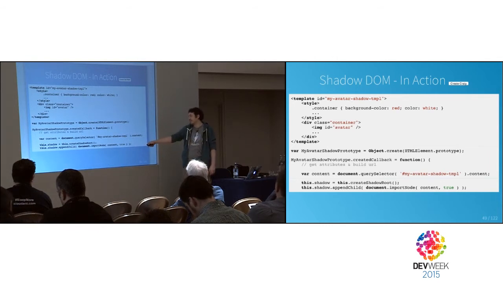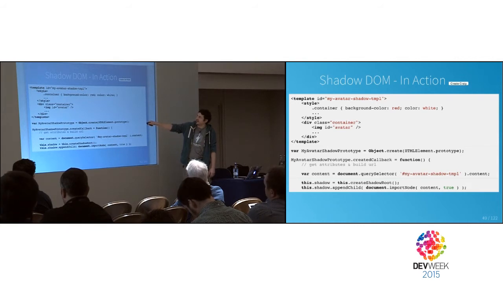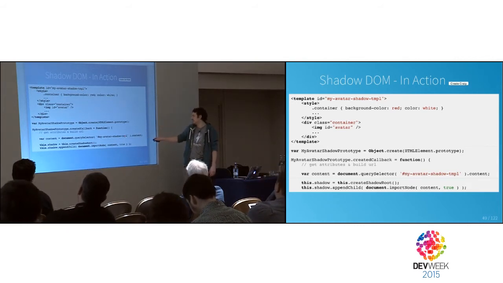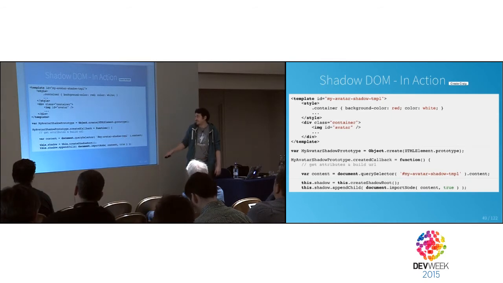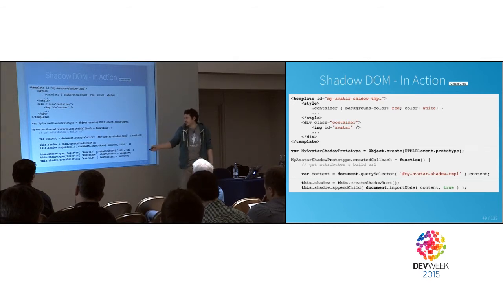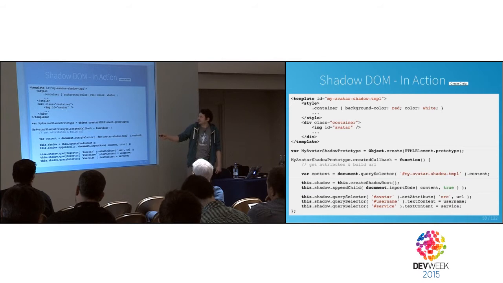And now I can append things to that shadow root. So I'm importing the non-inert, instantiated version of this actual element, this content here, into the shadow root. And then I can do things like, does that work? I think that works. I'm getting the avatar and the username property, and I'm setting these values on it.